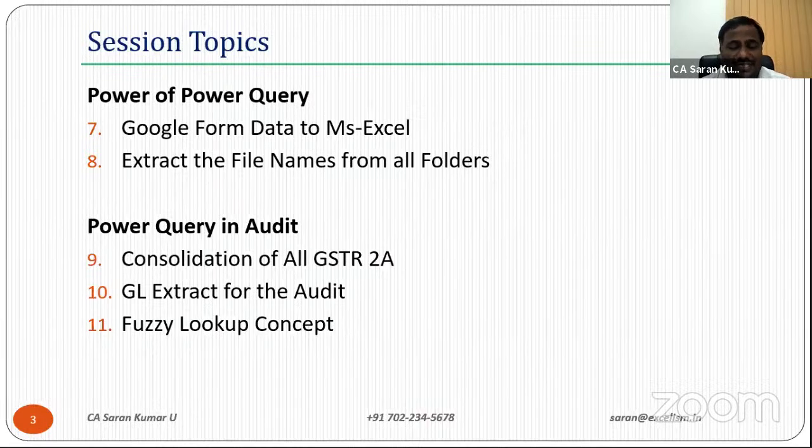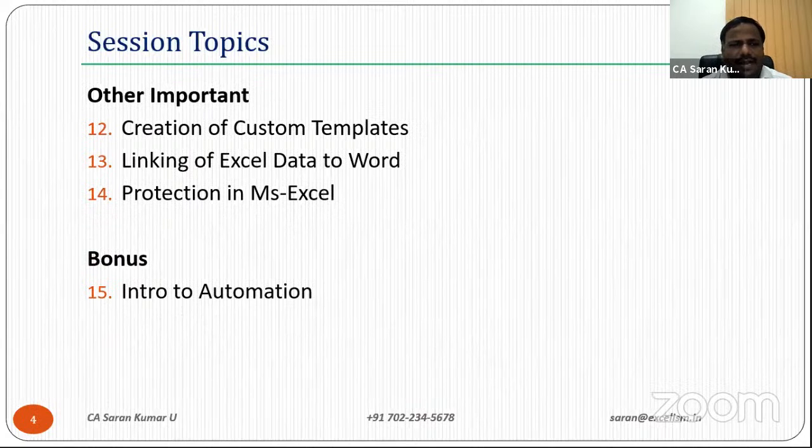Then we'll do the consolidation of all GSTR-2A files into one Excel file using Power Query. How to extract the GL for the audit, the fuzzy lookup concept. These three will be covered in a little more elaborate manner. Then a couple of other features: how to create custom templates, how to link your Excel data to the Word document directly. That means when I change the Excel file, my Word will update automatically. And what are the small tips you will understand in protection?